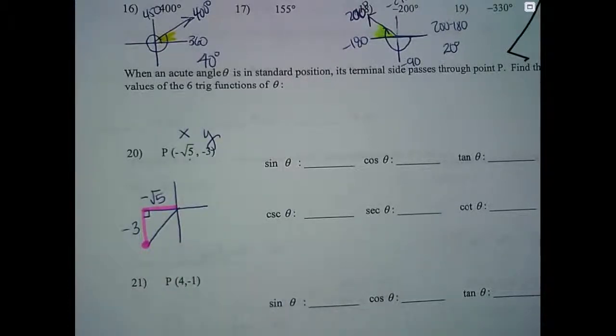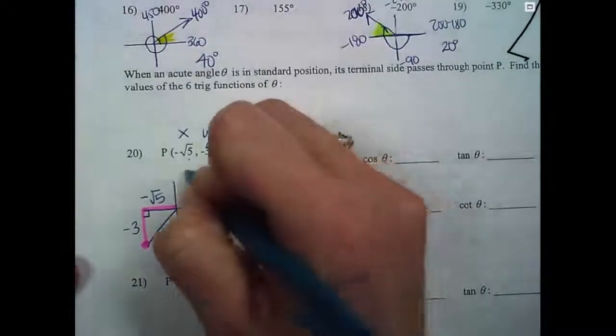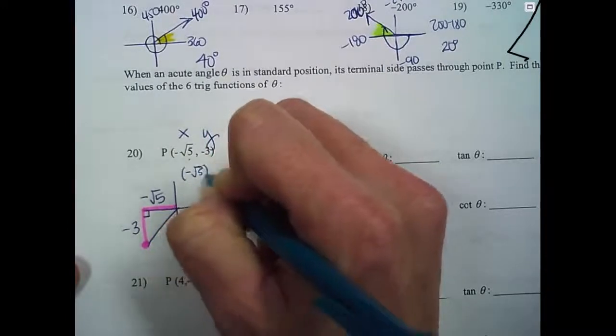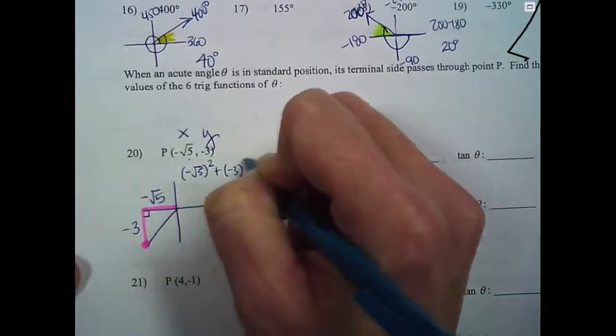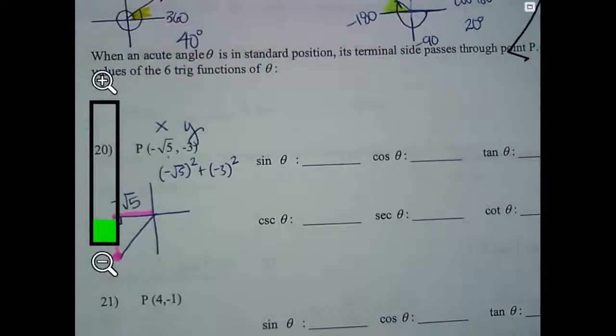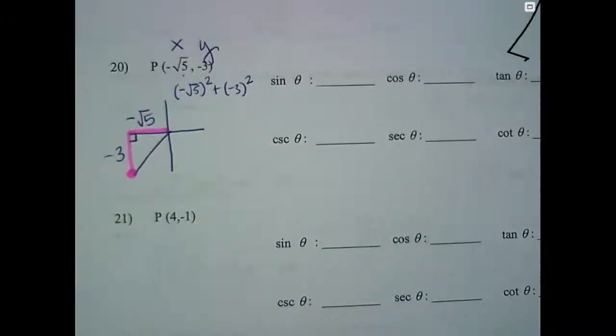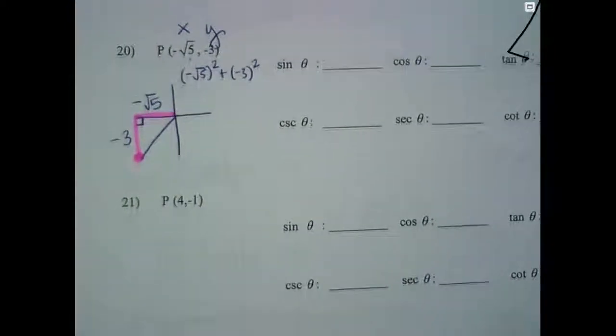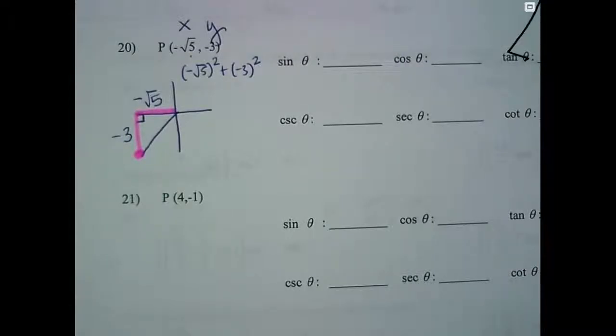And it's a right triangle, so we can use the Pythagorean theorem. If you have both legs, you add. So to find the missing piece, we're going to take negative root 5, put it in parentheses, squared, plus negative 3 squared. Type that in your calculator for me. When you do that, you get 14, right? We just leave it as the square root of 14. Don't turn it into a decimal. Do y'all remember doing that? Just write it as the square root of 14.